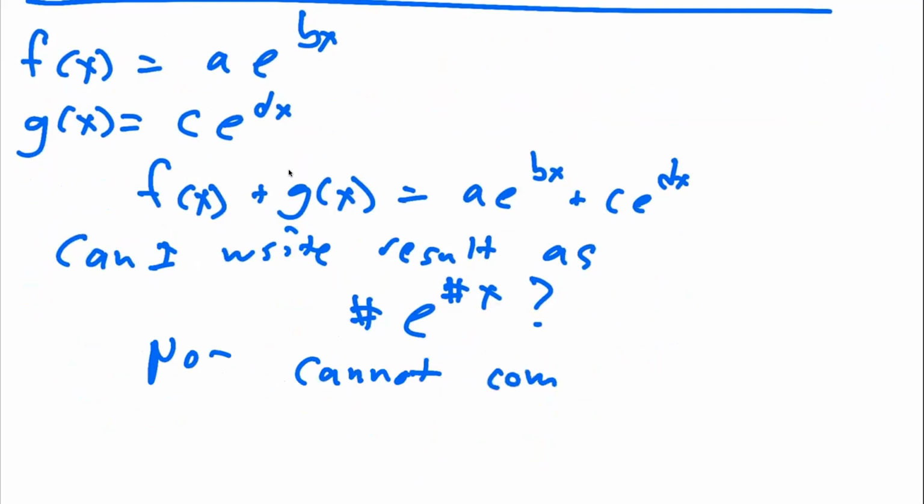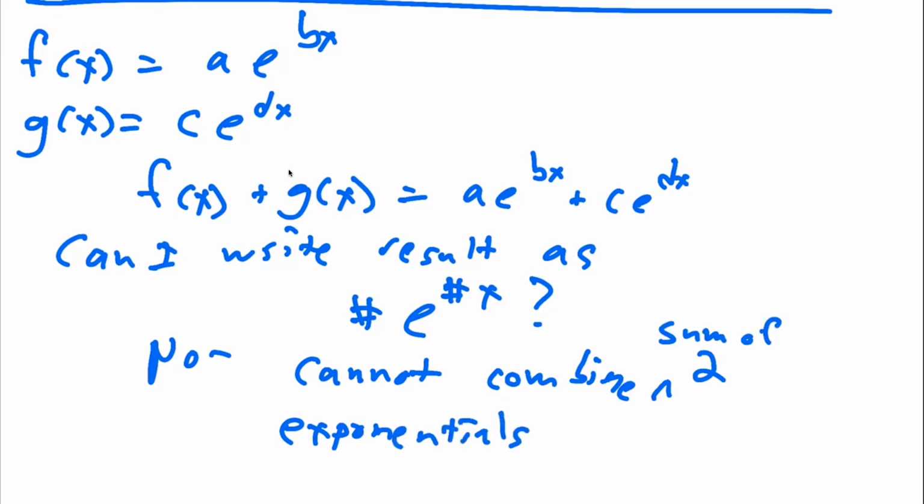You cannot combine the sum of two exponentials into a new exponential. There's no algebra that's going to allow me to combine them. There's nothing I can do. So this one is not satisfying. Does that make sense? Yes, thank you. Sure. Other questions about this one?